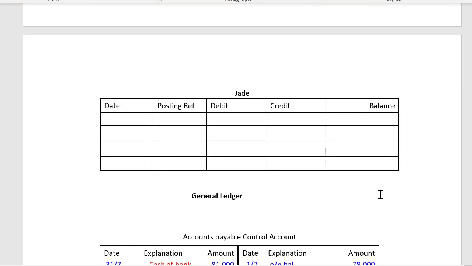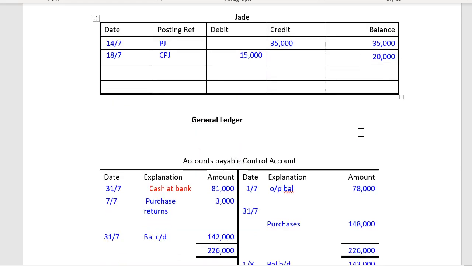Okay, that's Ben. Now Jade. Jade is a new supplier and does not have an opening balance. They purchased from Jade on the 14th, PJ, 35,000. They also made a payment to Jade on the 18th. CPJ, that is 15,000. That brings the balance down to 20,000. So that's Jade's closing balance.